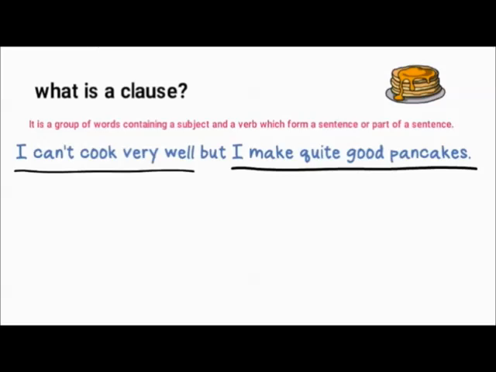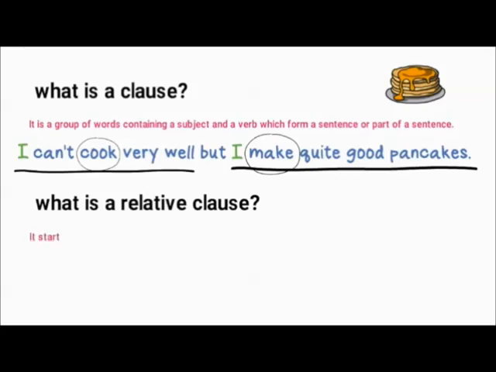They are main or independent clauses, that is, they are of equal importance and could each exist as a separate sentence, but we won't go into that today. Each clause has a subject, I, and a verb, here cook and make. Whereas a relative clause starts with a relative pronoun, either who, which, that, whose, where, when, whom, and why.